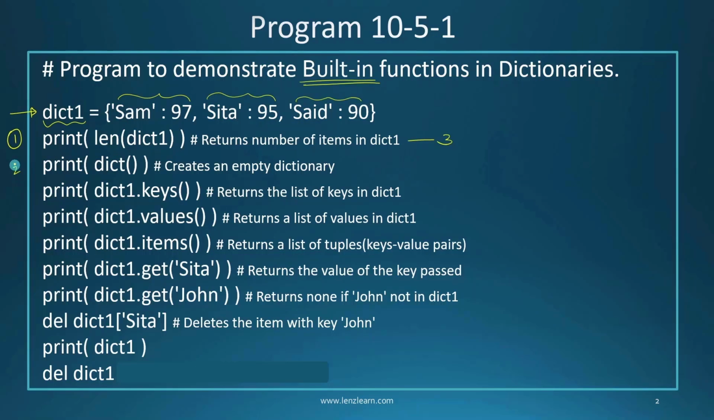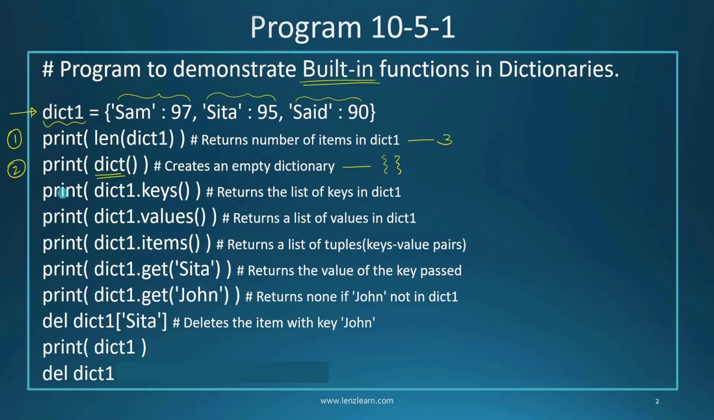Now the next print statement, I am creating an empty dictionary. I already told you this is a built-in function which can be used to create an empty dictionary. After creating an empty dictionary, if you print it, you will see the output like this: 2 curly brackets with nothing inside it.